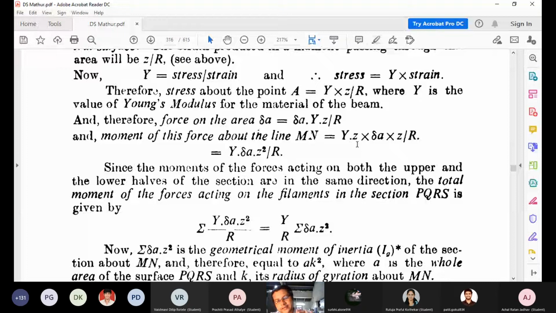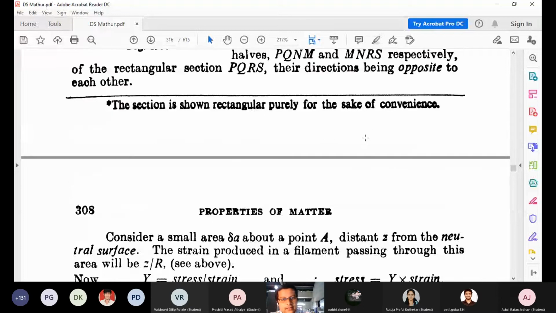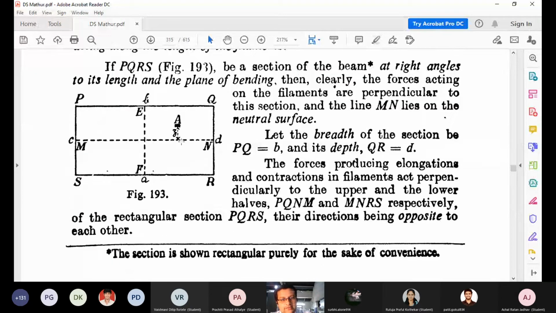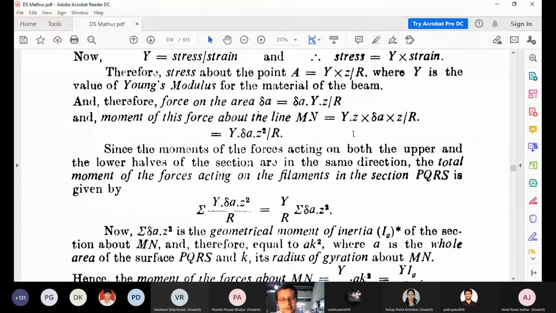You say couple, this is the force into the length, which length that couple is acting. So here you need to write the moment or couple of this particular force, where you have small z over here. So don't confuse. z is multiplied with that particular force, so that becomes the moment of this force. Therefore y delta A z square divided by r is the expression of the moment of this particular force.